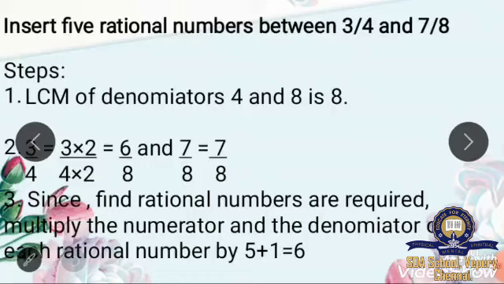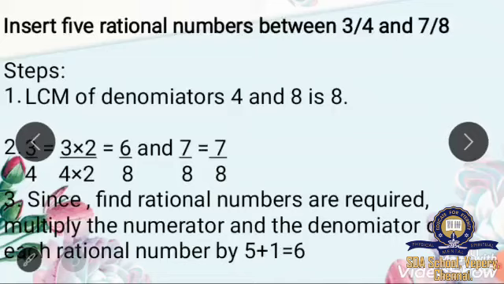Now we multiply both numerator and denominator by 2, we get 6 by 8. And 7 by 8 stays 7 by 8. Since 6 by 8 and 7 by 8 are very nearest terms, we are not able to find 5 rational numbers in between these two numbers. So next we go for the next step.